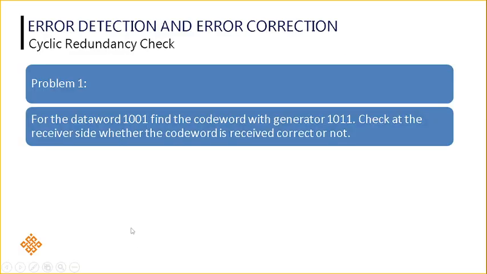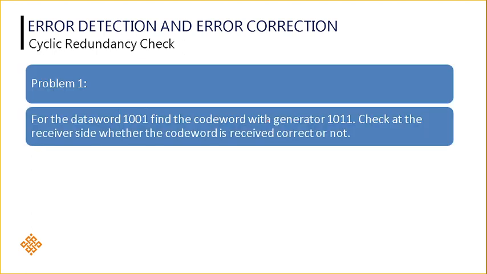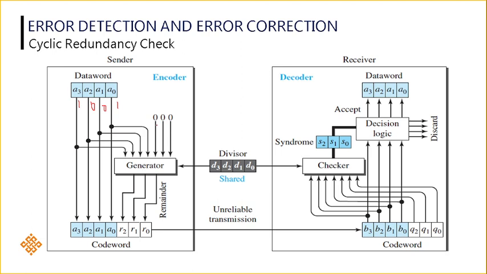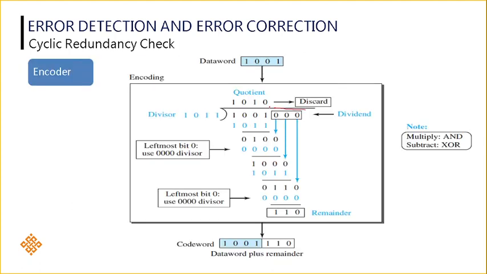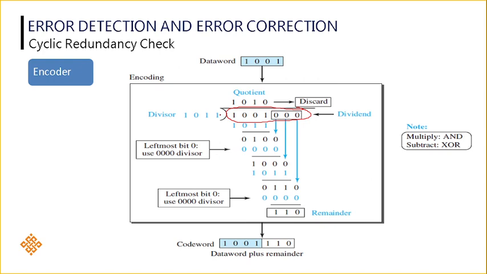Okay, so what is that? 1001. I will just write it here as 1001, and it is asking to find the code word. So how many zeros will we append? 3 zeros. Now the partial code word is 1001 and 3 zeros, that is 1001000. That is the partial code word we have taken here, 1001000. So the whole thing goes to the generator, then it will take the help of the divisor, that is 1011. So that I am dividing now, 1011.